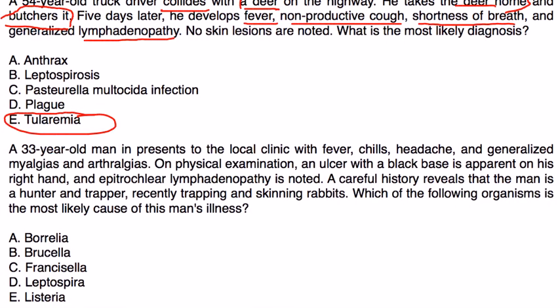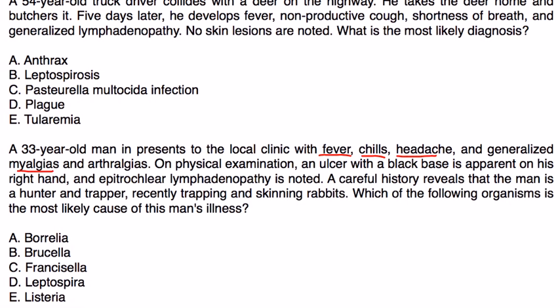And then finally, a 33-year-old man presents to the local clinic with fever, chills, headache, generalized myalgias, and arthralgias. Physical exam, there's an ulcer with a black base on his right hand and epitrochlear lymphadenopathy. Careful history reveals that the man is a hunter and a trapper, recently trapping and skinning rabbits. Which of the following organisms is the most likely cause of this man's illness? Again, general symptoms, but a careful history revealed the most important point, that he's dealt with rabbits, and the organism is Francisella tularensis.